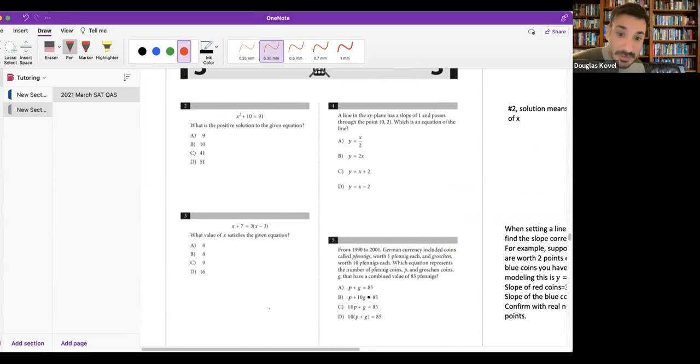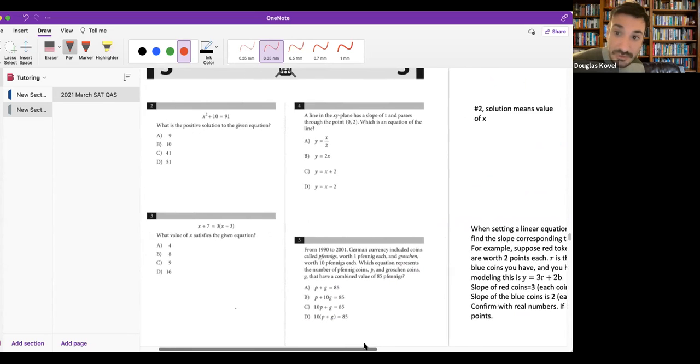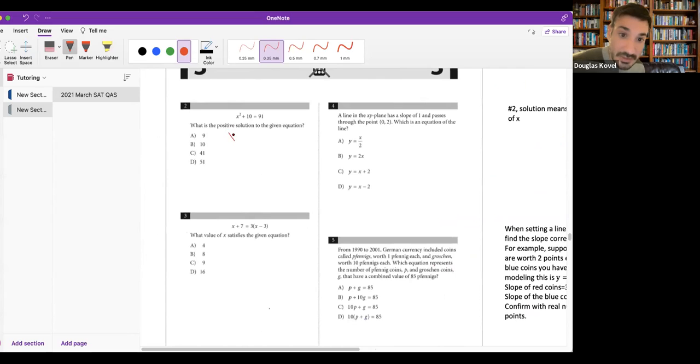So for number 2, they want us to find the positive solution to the given equation. Just as a reminder, solution means the value of x. Probably the easiest way to do it would be to subtract 10 from each side. So you would get x squared equals 81. And then you would take the square root of both sides. So you would get x equals plus or minus 9. So 9 would be the solution.